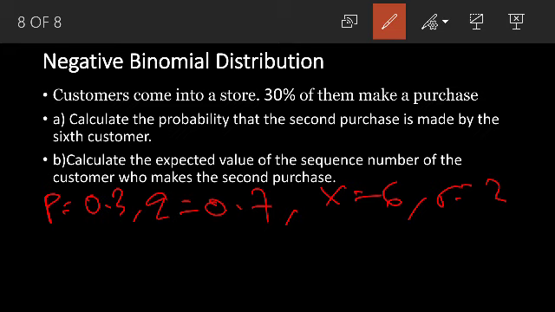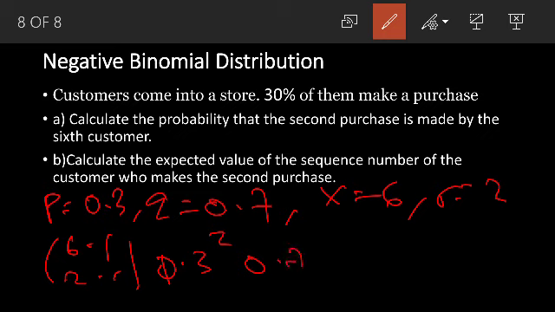So we are going to get 6 minus 1 combination 2 minus 1, then p, 0.3 raised to power 2, then your q is 0.7 raised to power 6 minus 2, which is 4. Okay, so that is what we get. You can use your calculator to get the answer.